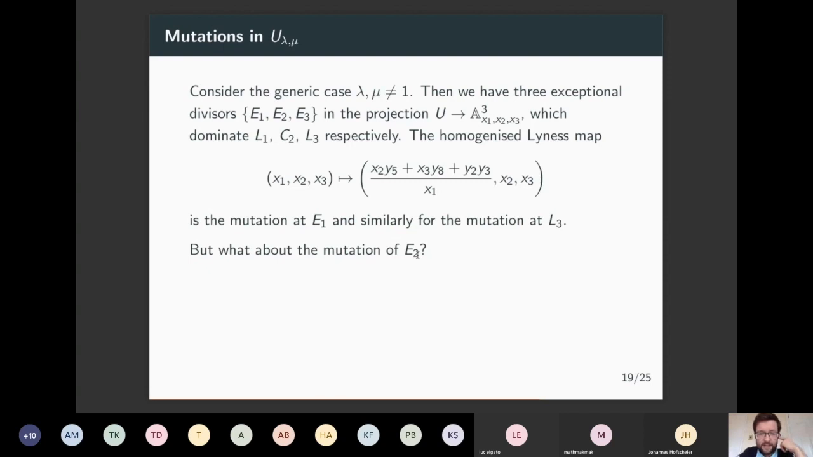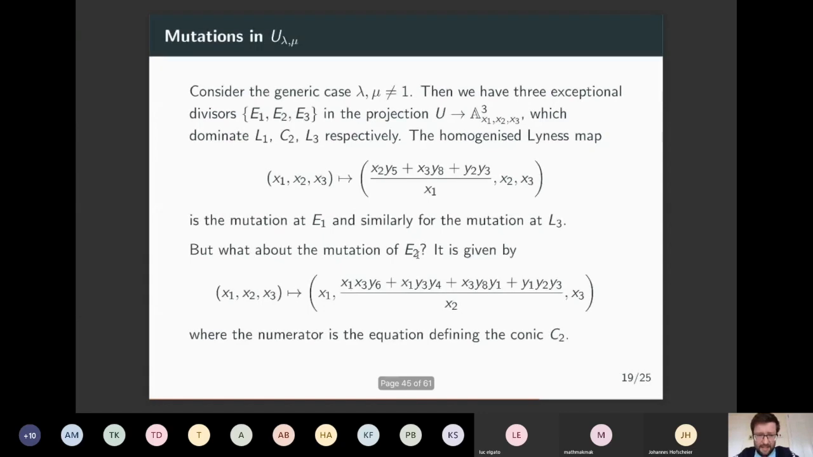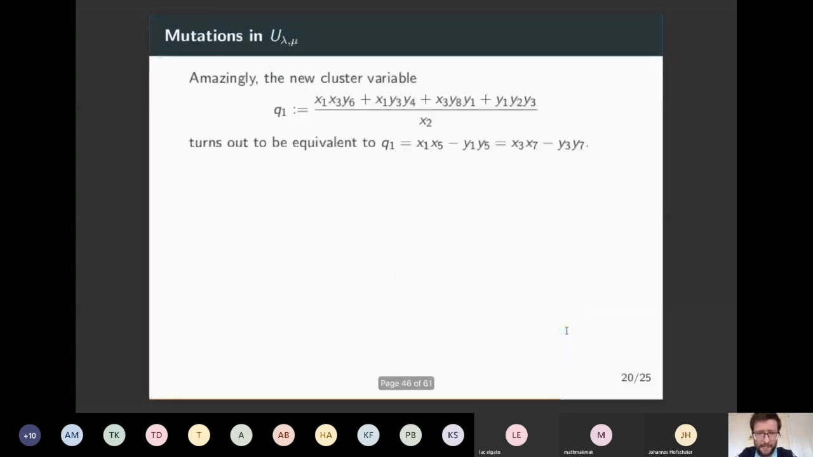But what happens if I try and mutate the divisor in the middle here, the conic? Well, then I get this different mutation here, which is given by this expression. So the thing in the numerator here, that equation, if I ignore all of the y's, it's of the form x1 x3 plus something times x1 plus something times x3 plus a constant, and so that is the equation that defines this conic that is the discriminant locus in the bottom plane.